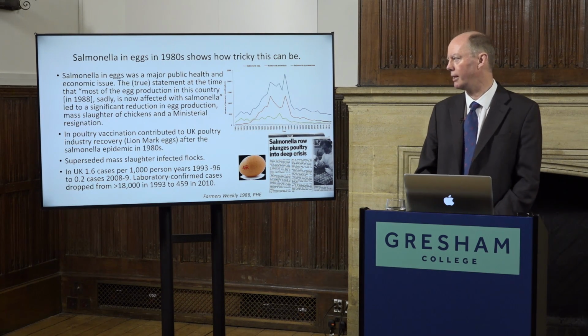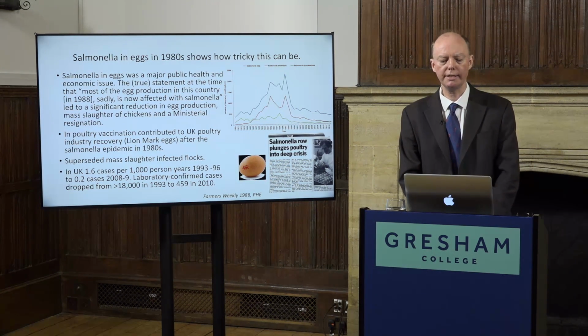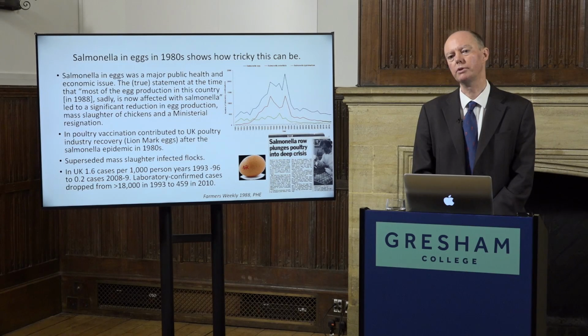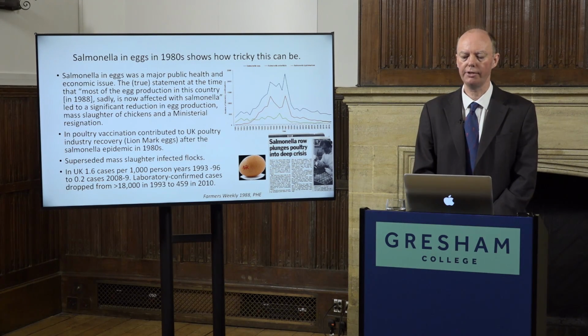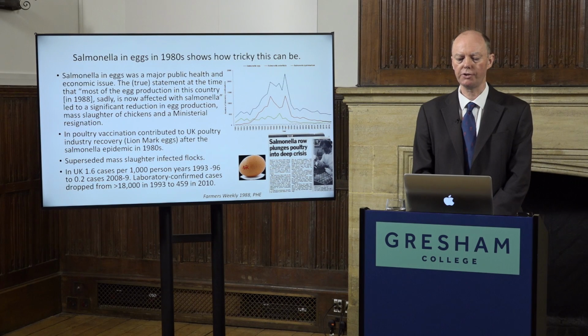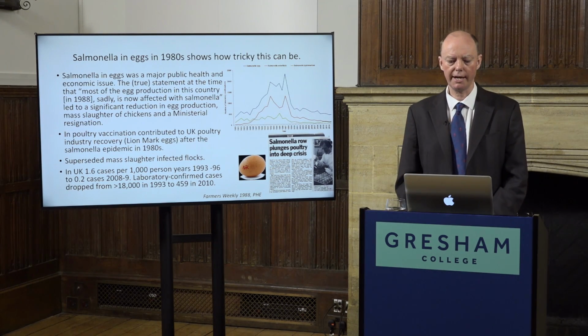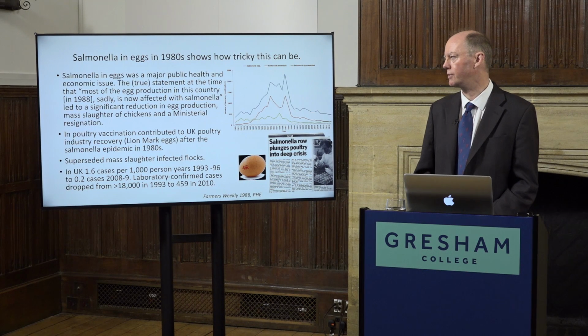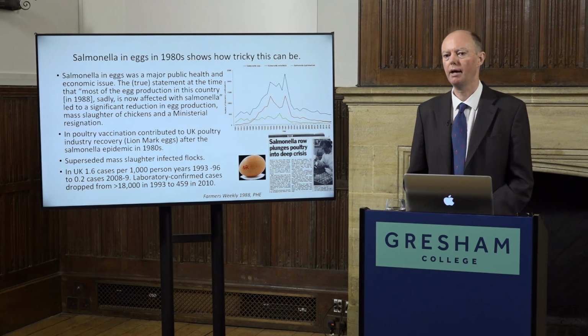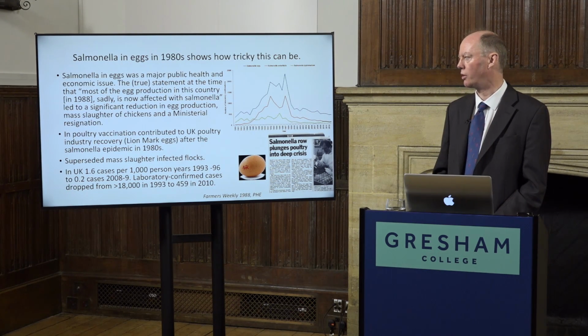Another example where there was a lot of controversy was in the 1980s, salmonella in eggs here in the UK, now gone very largely. This shows again how tricky it could be. It was a major public health issue. There was no doubt about the fact that there was a lot of salmonella, not in every egg, but in much of the national flock.